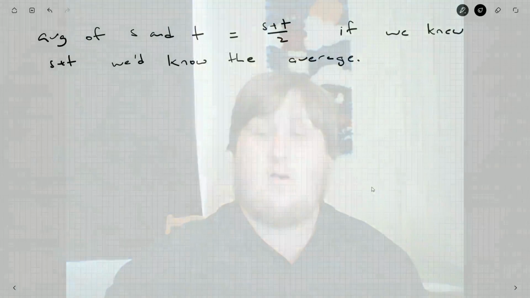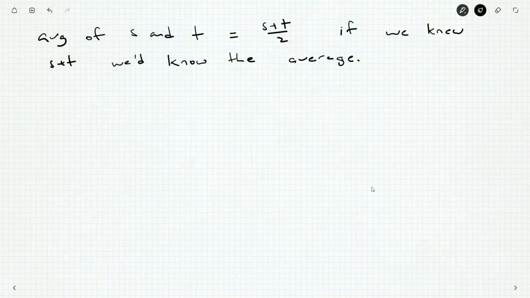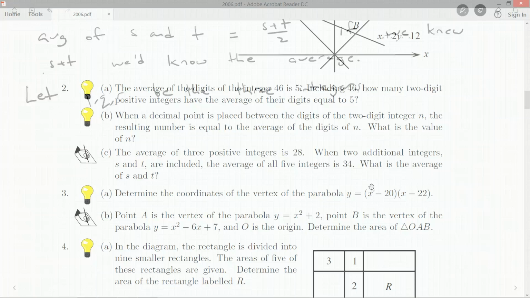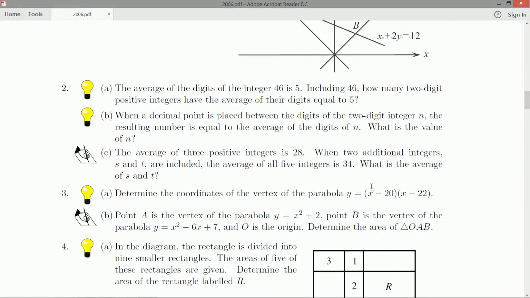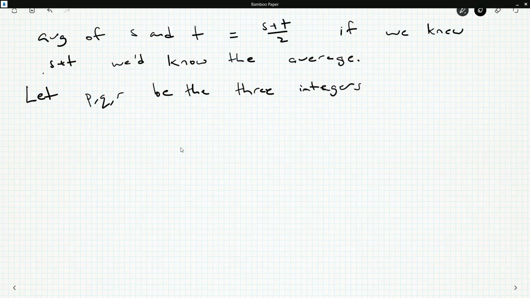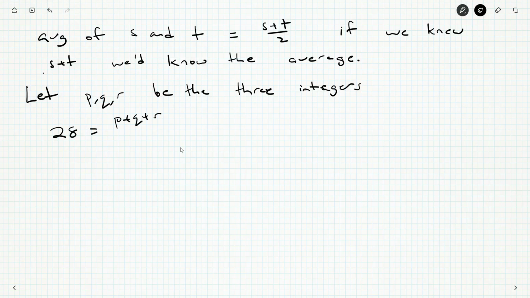It'll all be fine. So since they have s and t, I'm going to say let p, q, and r be the 3 positive integers. I don't know why they have that, but be the 3 positive integers. They don't need to be integers, really. It has nothing to do with them being integers. But I do know 28 is p plus q plus r over 3.